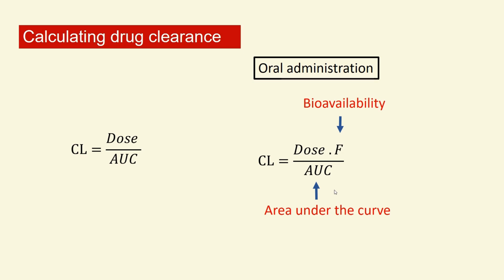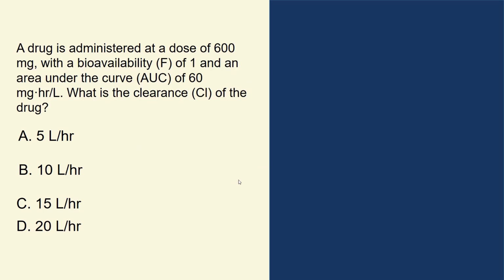Drug clearance is one of the most commonly tested questions as well. So here is one question. A drug is administered at the dose of 600 milligram, bioavailability is 1, area under the curve is 60 milligrams per hour per liter, and the question is asking what is the clearance of the drug. So use this formula and pause the video and calculate your answer.